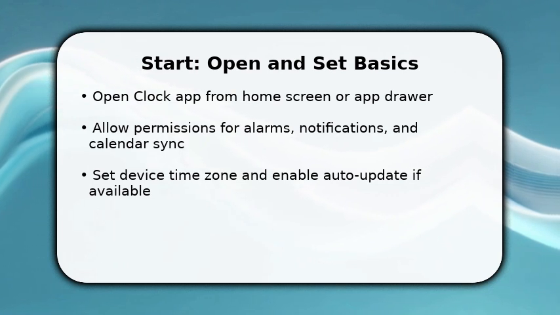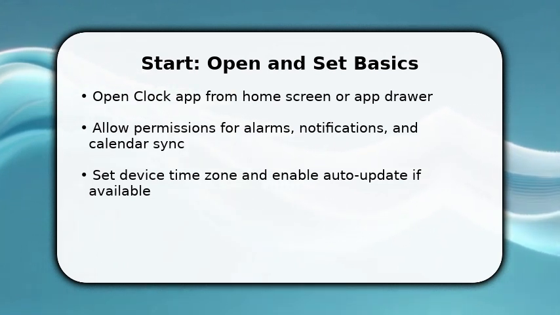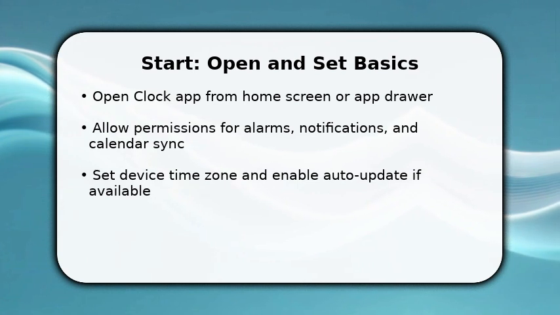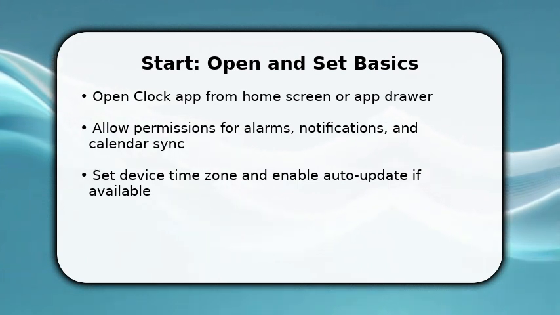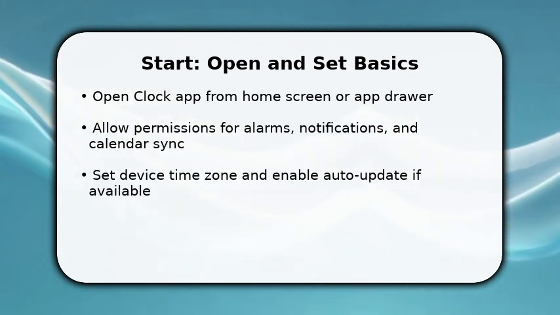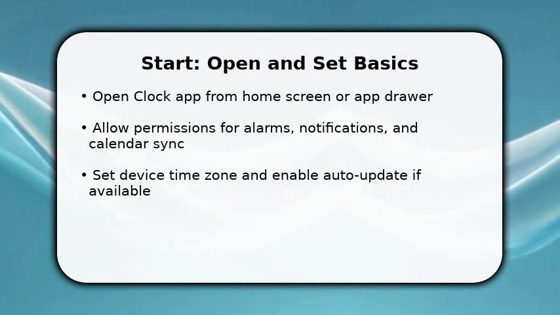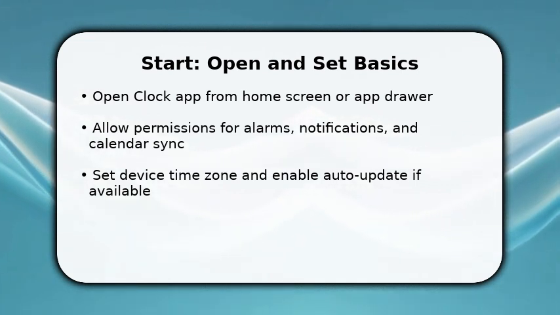Next, tap the Alarm tab and create a new alarm. Pick time, repeat days, and label so you recognize it. Make sure volume and do not disturb exceptions allow the alarm to sound. These first steps prevent missed alerts and sync problems later.